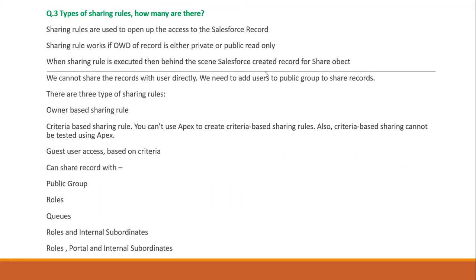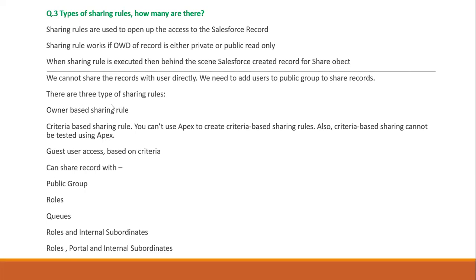Next question: types of sharing rules. How many are there? Sharing rules are used to open up the access to Salesforce records. Sharing rules work when the OWD of records is either private or public read only. When sharing rules are executed, behind the scenes Salesforce creates the record in the share object. We cannot share the records with users directly. We need to add users to a public group to share records.